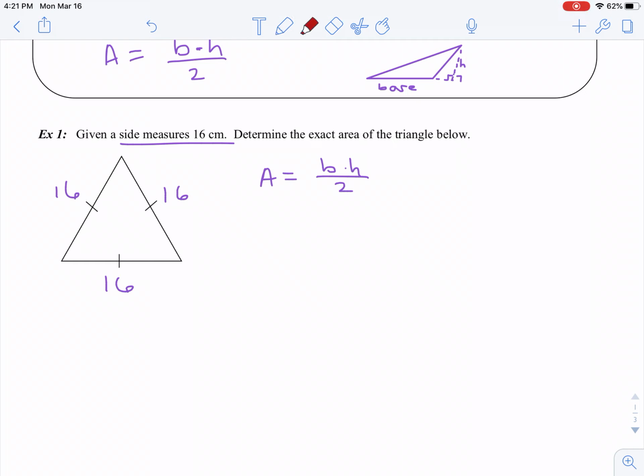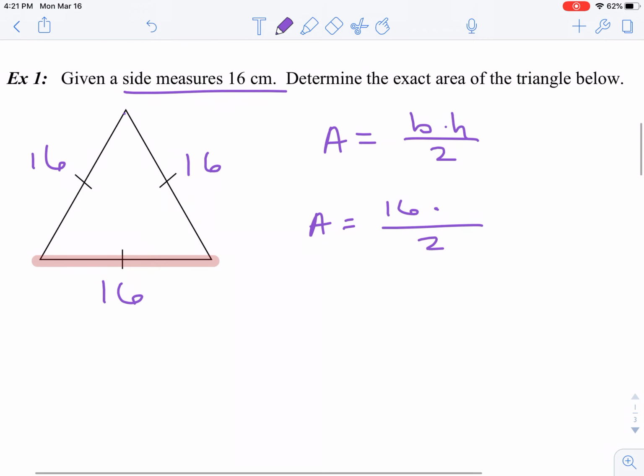Let's say that I make this my base. People always like to make the base the thing that would lay across the ground. It doesn't have to be. We could do it in any way, but that's usually the easiest way for people to visualize. So my base is going to be 16, but I don't know what my height is yet. That height is not 16 because I have to think about the perpendicular height. What would happen if this were the altitude drawn in like this?